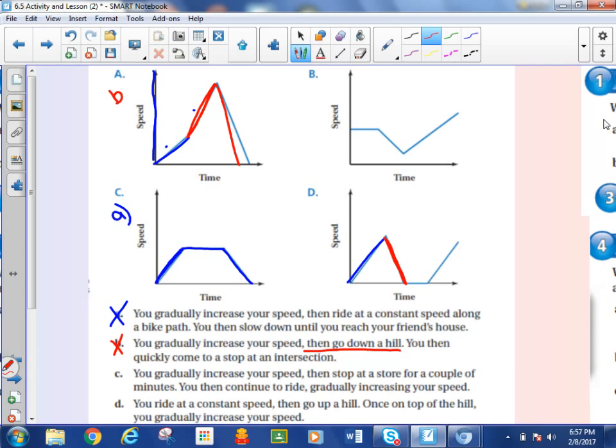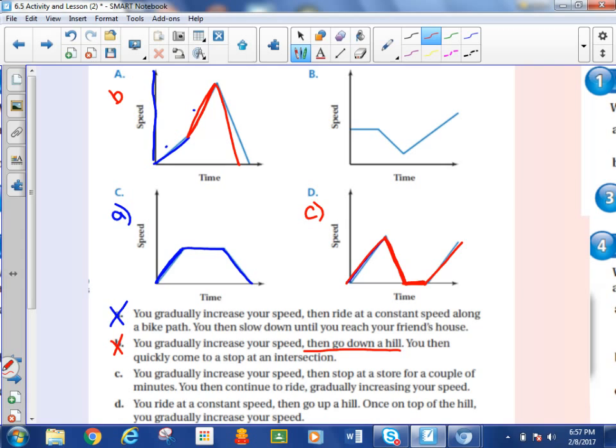Then you stop at a store for a couple of minutes. You then continue to ride. So notice here, it says it gradually increases. We then stop at a store, so it's gonna decrease. We stay at the store for some time. That's why there's no speed going on at that little bottom level where it levels out. And then it says you continue to ride and gradually increase your speed. So this would match letter C.